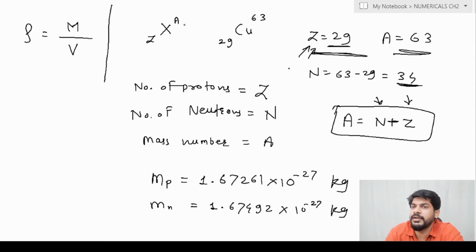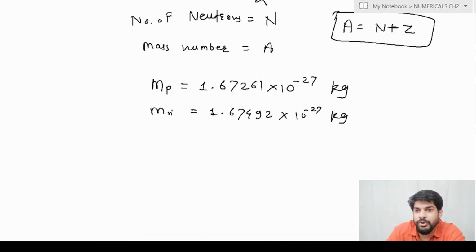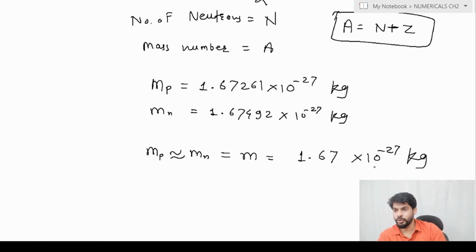So you can see here that roughly they have almost the same masses. We can say here Mp is nearly equal to Mn. We can call this small m, and we can just write it as 1.67 into 10 raised to minus 27 kg. That is the mass of protons and neutrons roughly. We are considering them nearly the same, because they are almost the same.